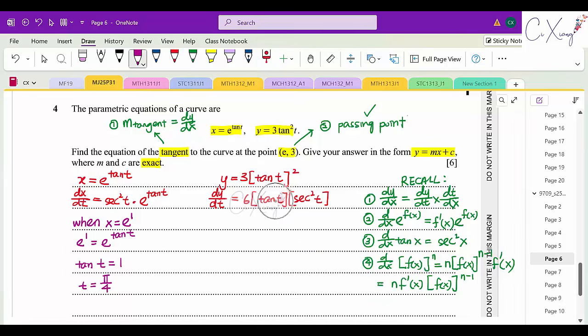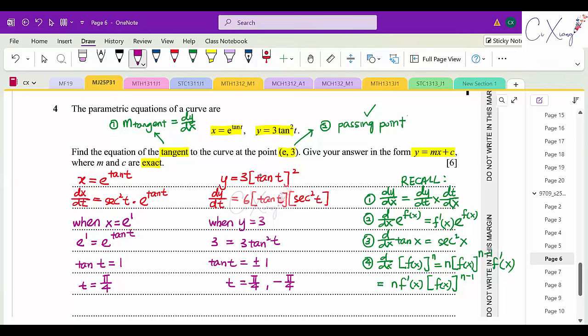Then the same thing happens for this part. When y is equal to 3, we have 3 equals 3 tan squared t. Your tan t is equal to plus or minus 1. Then for t, if you press the calculator, tan inverse 1 will give you pi over 4. Tan inverse negative 1 will give you negative pi over 4.